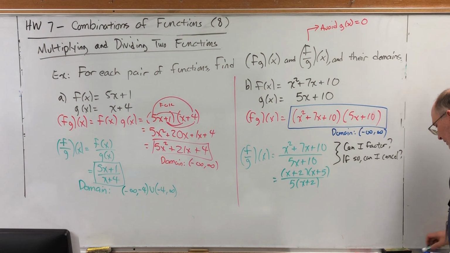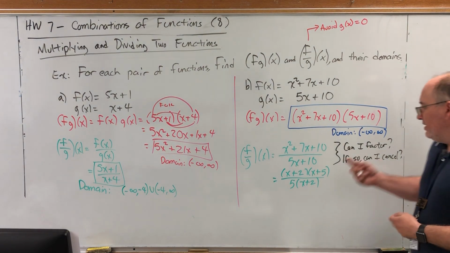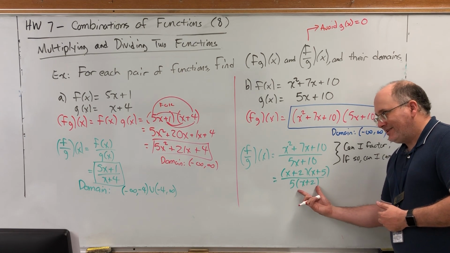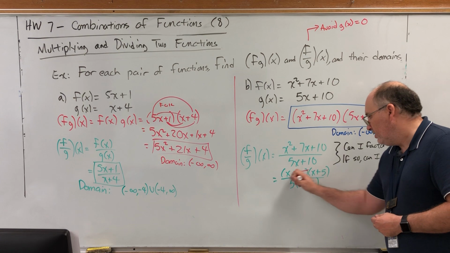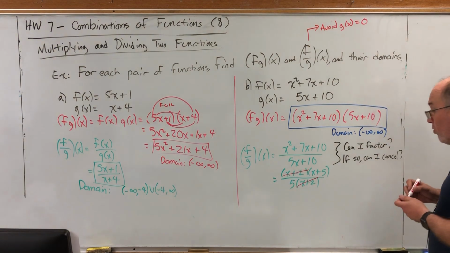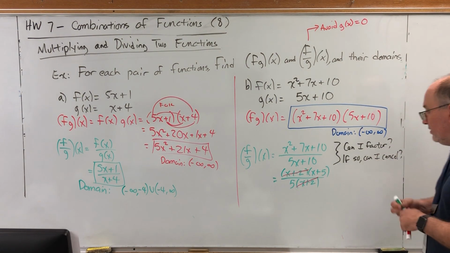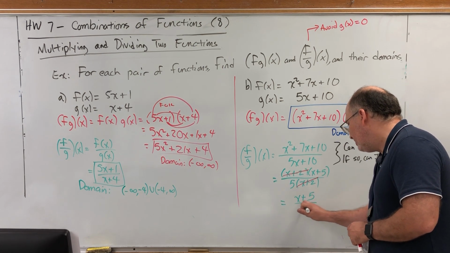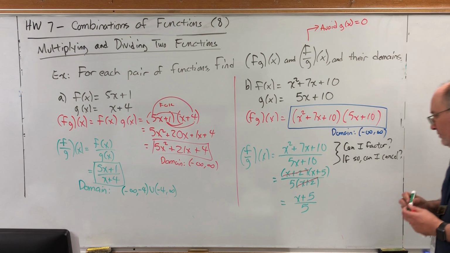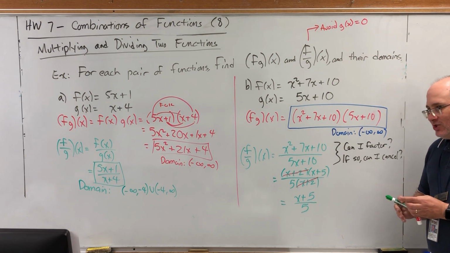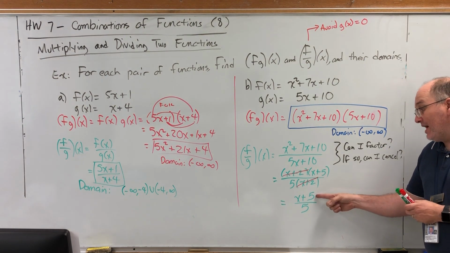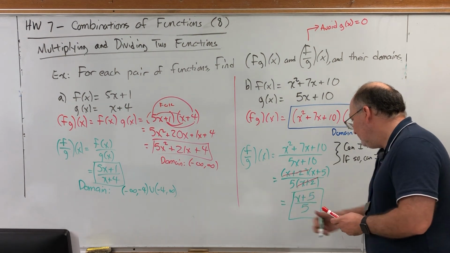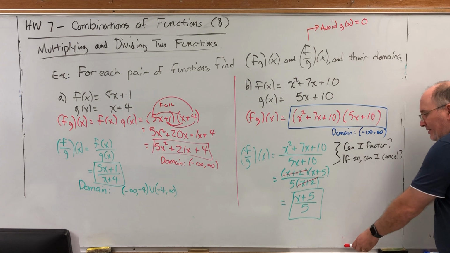Aha! Now I can cancel. This x plus 2 is part of a multiplication problem, as is this x plus 2. They can cancel, and the homework will expect you to catch that. And that would leave x plus 5 on top and just a 5 on the bottom. And don't cancel the 5s. The one on top is not part of a multiplication problem. So sneaky, but at least I'm warning you about it.